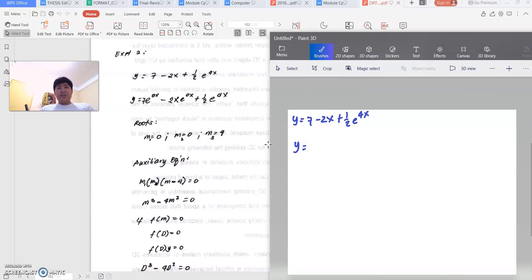So, check this first. So, 7. It has no x and no e, right? If it has no x and no e, it means x is raised to the power of 0 and e is raised to the power of 0. Okay. E raised to the power of 0, that is 1. X raised to the power of 0, that is 1. So, 1 times 7, that is 7.